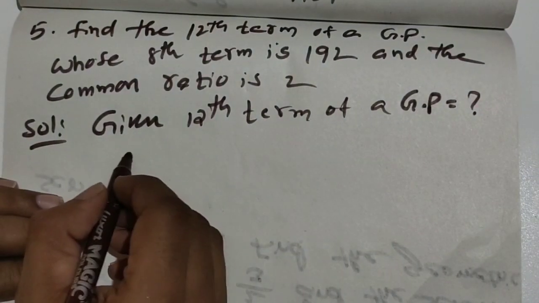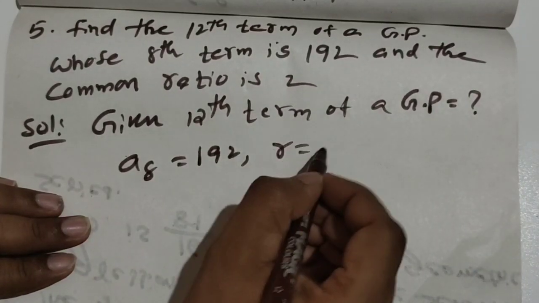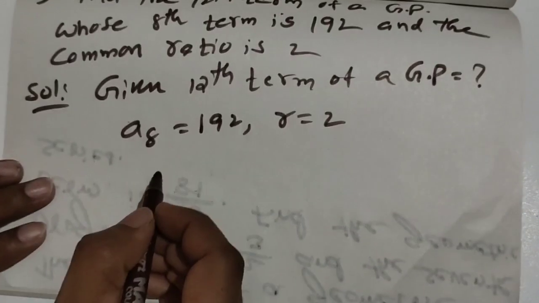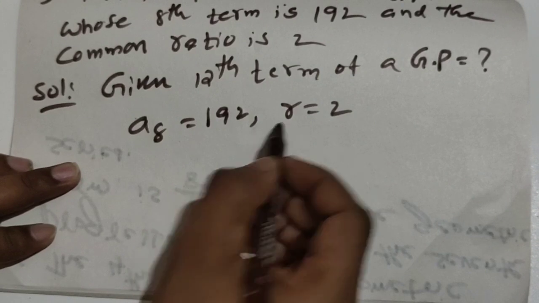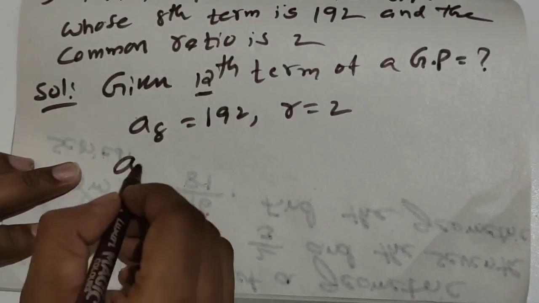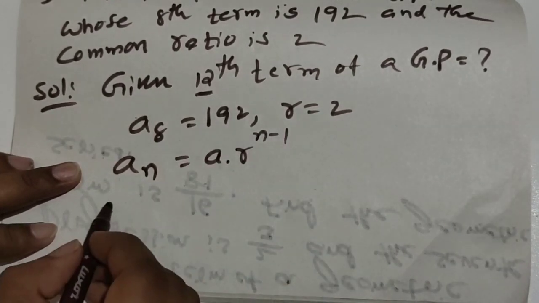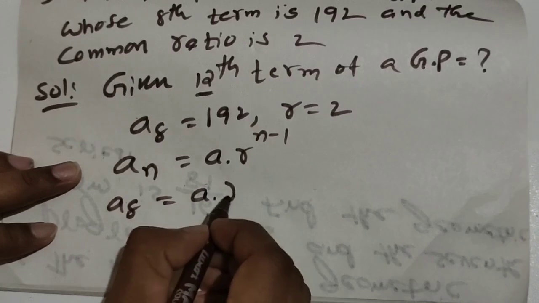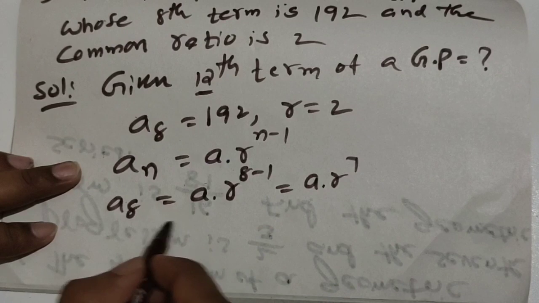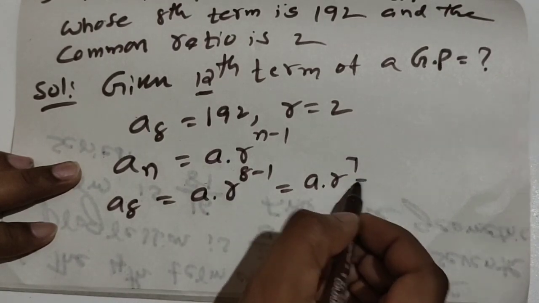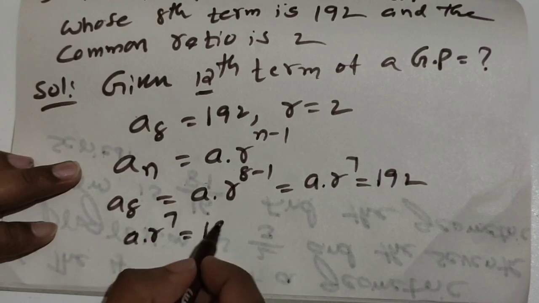So here also given the 8th term and common ratio 2. So here we simply need A. To get the first term A, we can easily find the 12th term. So we can apply An is equal to A into R power n minus 1. Then A8 is equal to A into R to the power of 8 minus 1, then A into R to the power of 7. So actually it is equated to 192. So A into R power 7 is equal to 192.